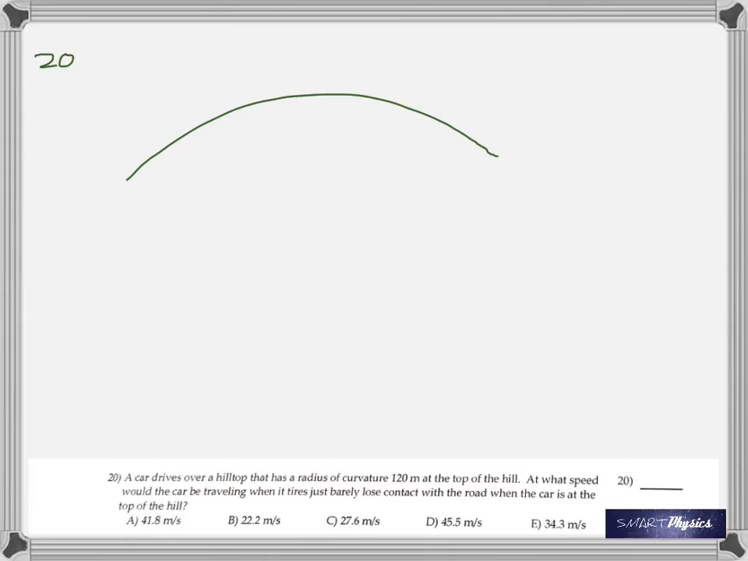I said mv squared over r equals mg. That's all. Because it'll lose contact if the centripetal force is equal to its weight, right? At the top, there's a chance of it losing contact with the road. If the weight acting down becomes equal to the centripetal force, then it's going to just lose contact. Is it 34.3? I think so, yeah, because 3 people said that.